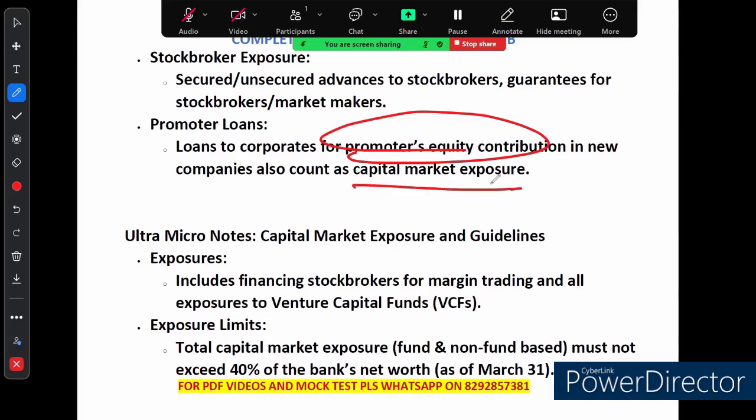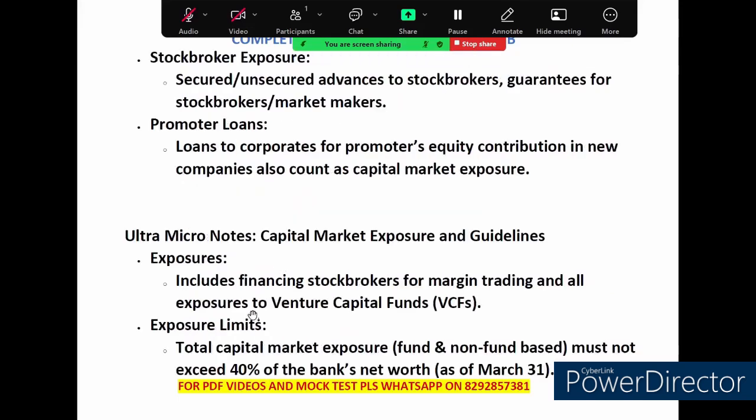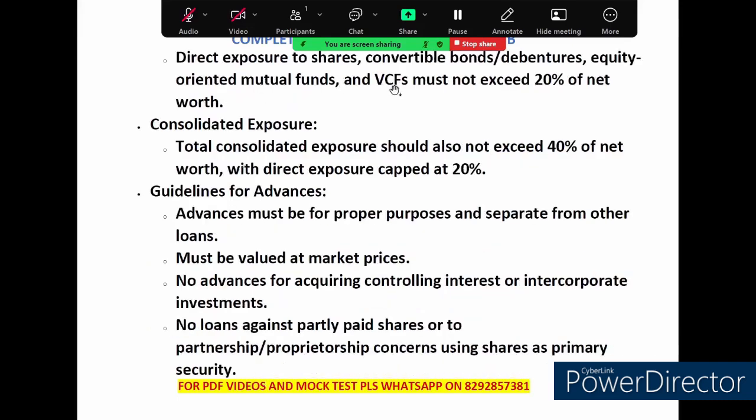Banks must follow a strict rule when it comes to capital market exposure. This includes financing a stock broker for margin trading and exposure to VC, a venture capital fund. Bank total capital market exposure, which includes both fund and non-fund, must not exceed 40% of the bank's net worth. And the direct exposure to share, bond or mutual fund must not go over 20% of the net worth. Remember these two are very important. Total capital market exposure should not exceed 40%, and direct exposure should not exceed 20%.